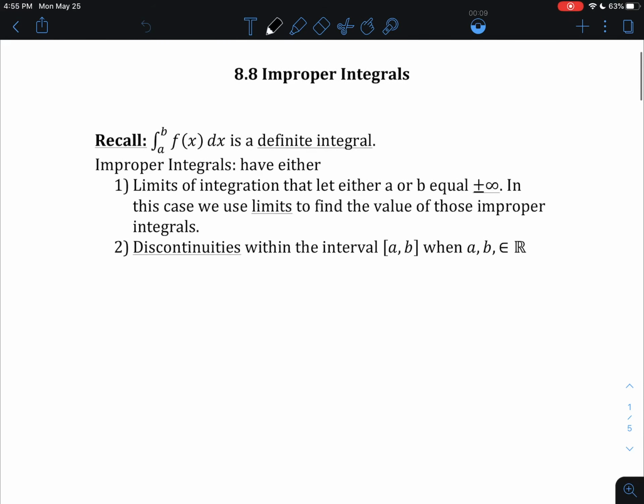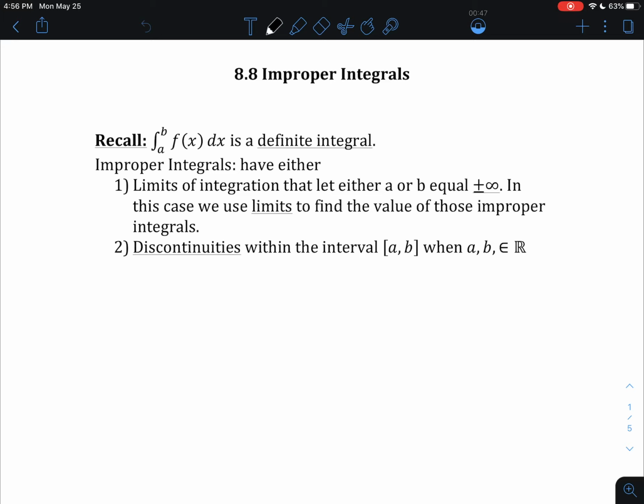Alright, today we're going to do 8.8 improper integrals. This is some limit stuff that we did back in chapter 7. So recall that the integral from a to b of f of x dx is a definite integral. An improper integral has either one, limits of integration where either a or b equals plus or minus infinity. In this case, we use limits to find the value of those improper integrals.